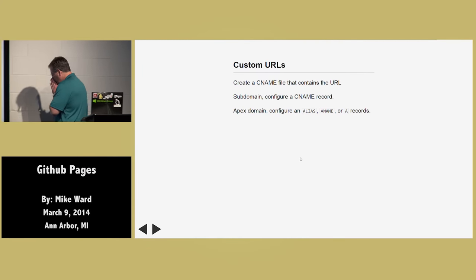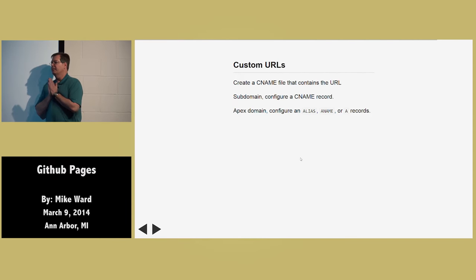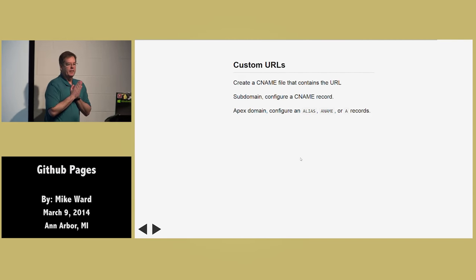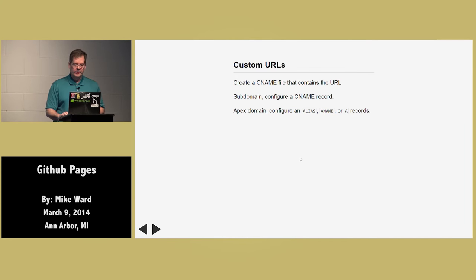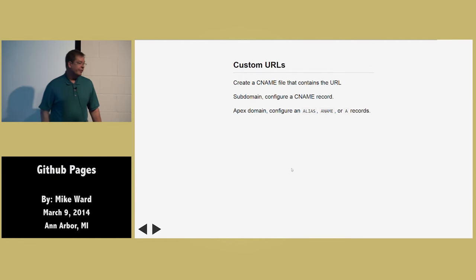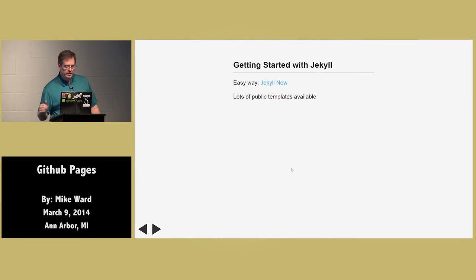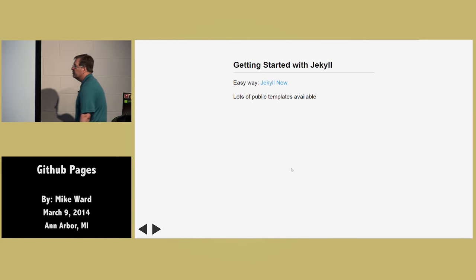Another thing that they give you is a custom URL. So maybe you don't like mike-ward@github.io. I know I didn't. I was going to show you the URL there for this, but for some reason that's not escaping out, so I'm not going to worry about it.